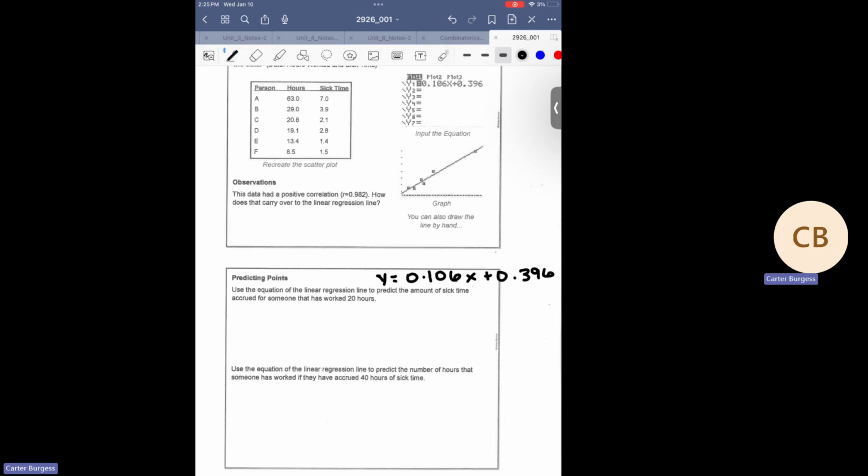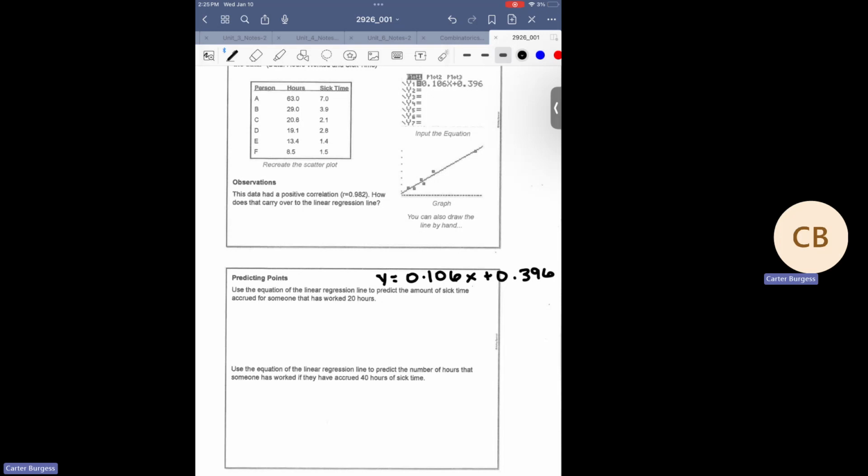So for instance, first thing that we are asked to figure out is to predict the amount of sick time that someone will have after they have worked for 20 hours. If they have worked for 20 hours, what are we being given there? Is that an x value or a y value? That is an x value.